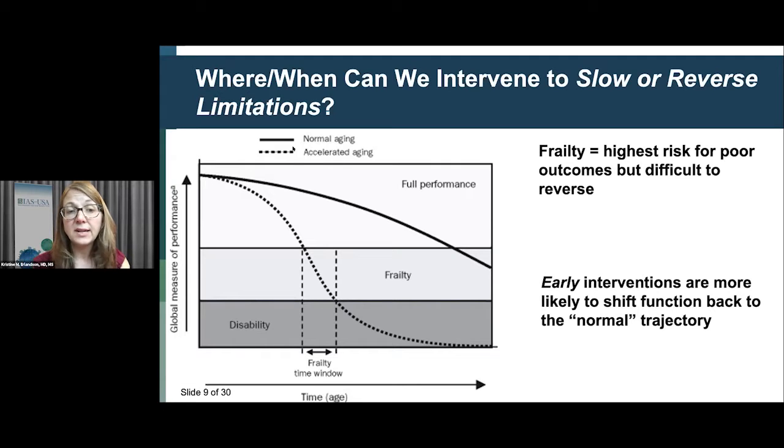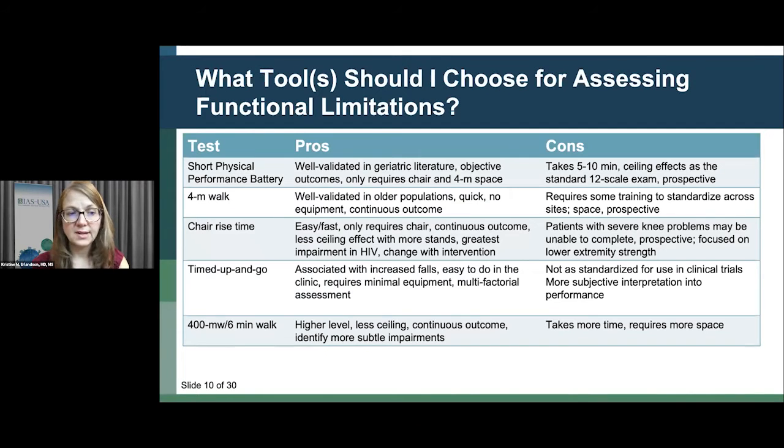In contrast, if we can identify someone up here who has just minimal decreases in their function, is heading towards that more accelerated aging curve, and we can shift them back up to this full performance curve, then we may have longer lasting impact on their function over time. So let's talk first about some of the physical function assessments.